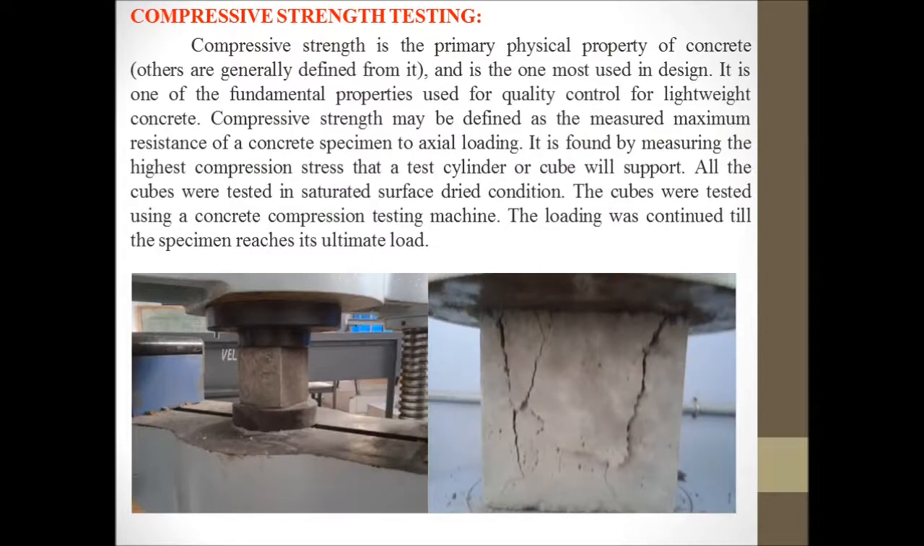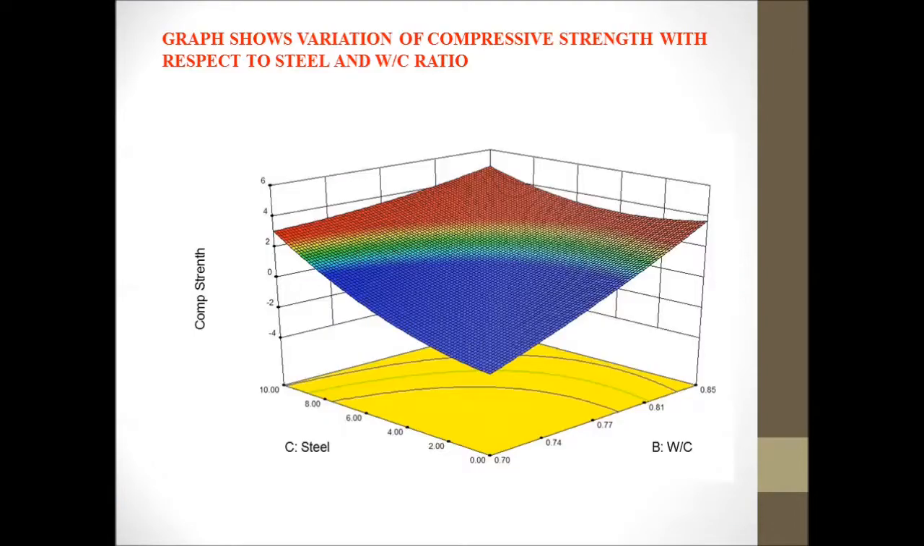This is the compressive strength. It is a physical property of concrete and one of the most used in design. The concrete cube is tested in the UTM machine.